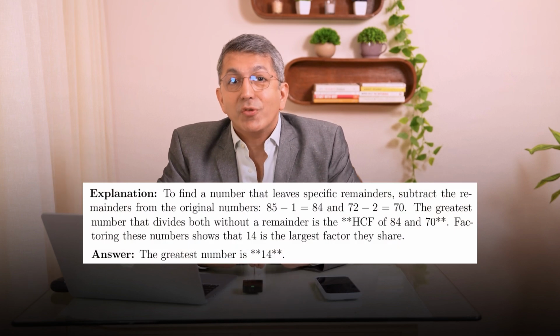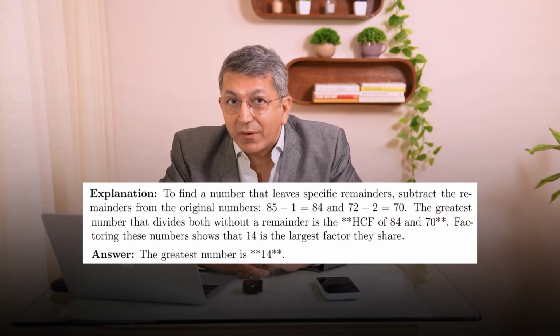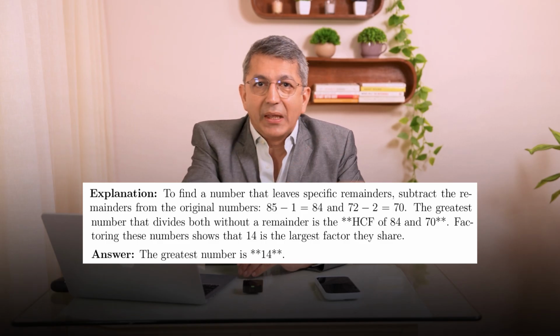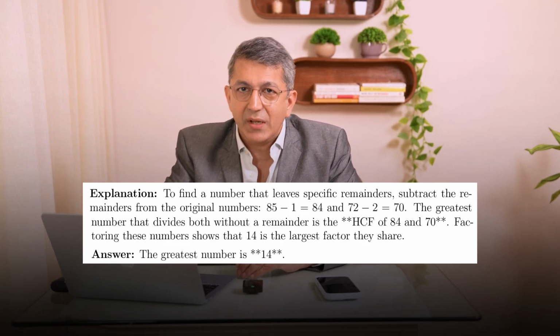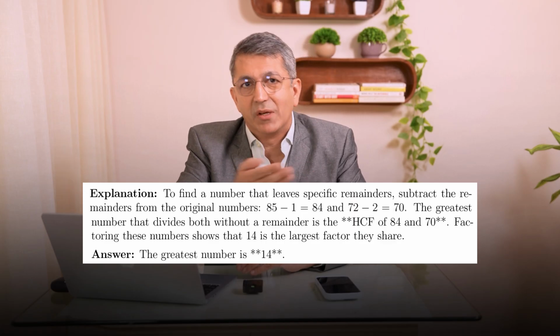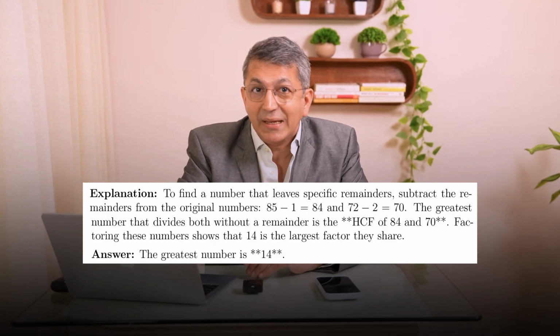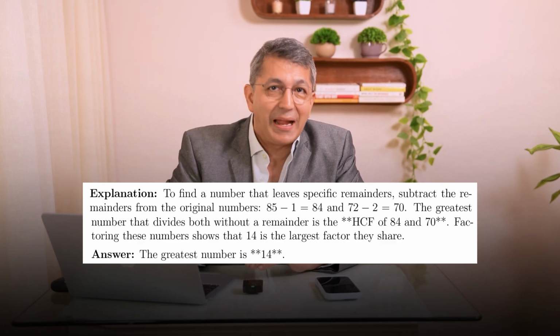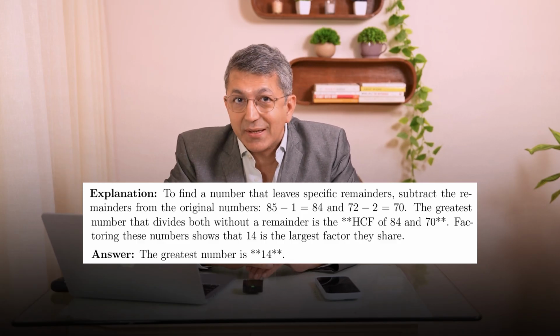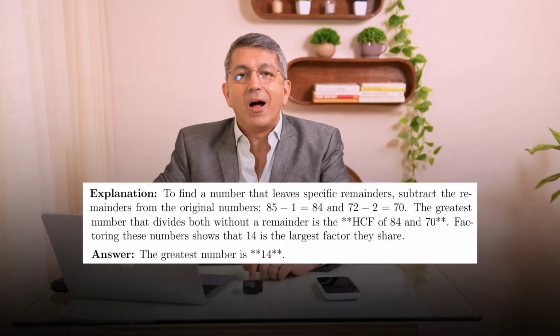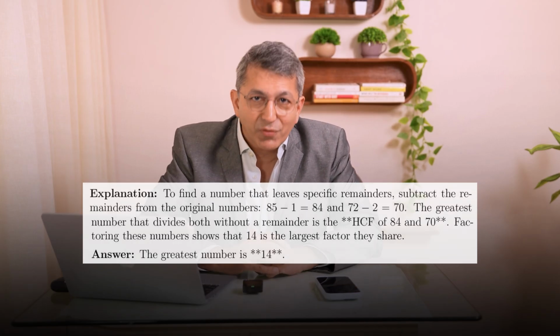Explanation: to find a number that leaves specific remainders, subtract the remainders from the original numbers. 85 - 1 = 84 and 72 - 2 = 70. The greatest number that divides both without a remainder is the HCF of 84 and 70. Factoring these numbers shows that 14 is the largest factor they share. Answer: the greatest number is 14.